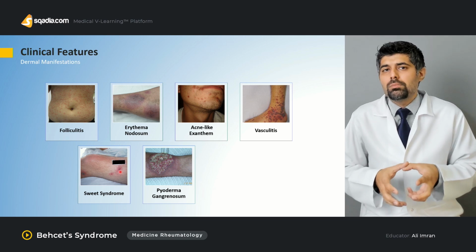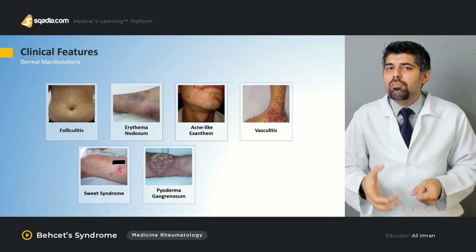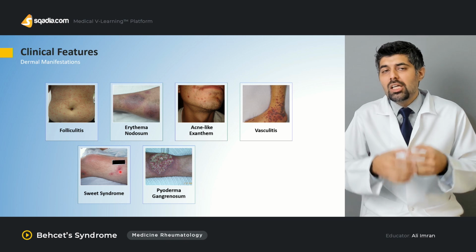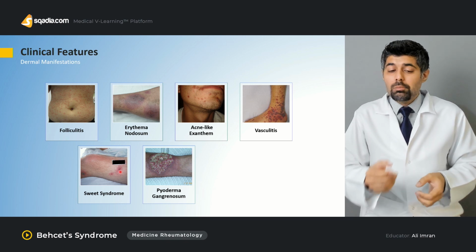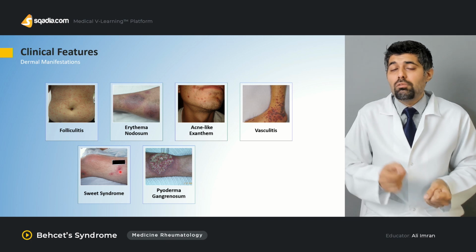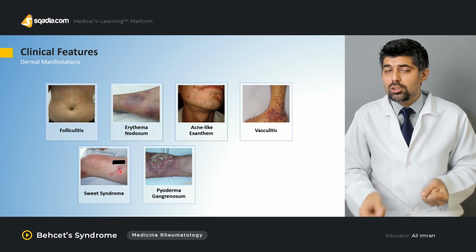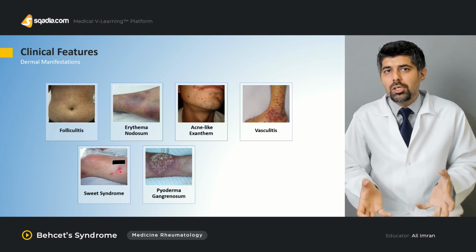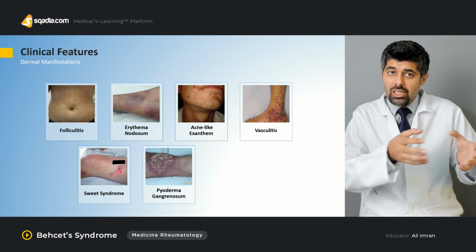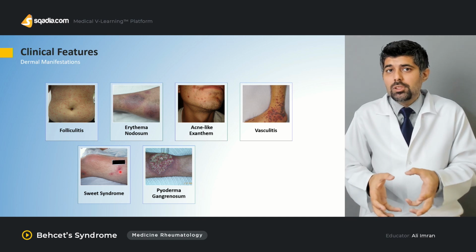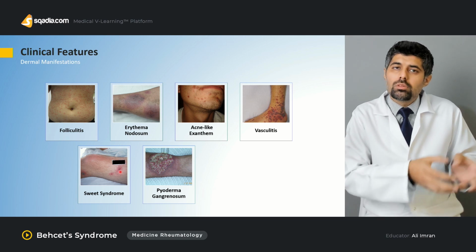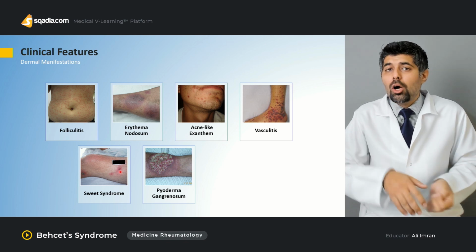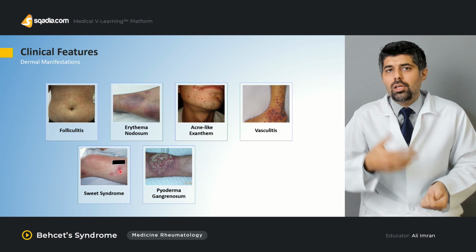Pyoderma gangrenosum is an inflammatory condition where groups of pustules start to form. Now again, it must be noted that this condition is not infectious. So again, it is not contagious, and it is usually treated with conventional treatment. This condition usually happens because Behcet's is both autoimmune and autoinflammatory. So this condition is due to the autoinflammatory changes that are happening inside the skin.